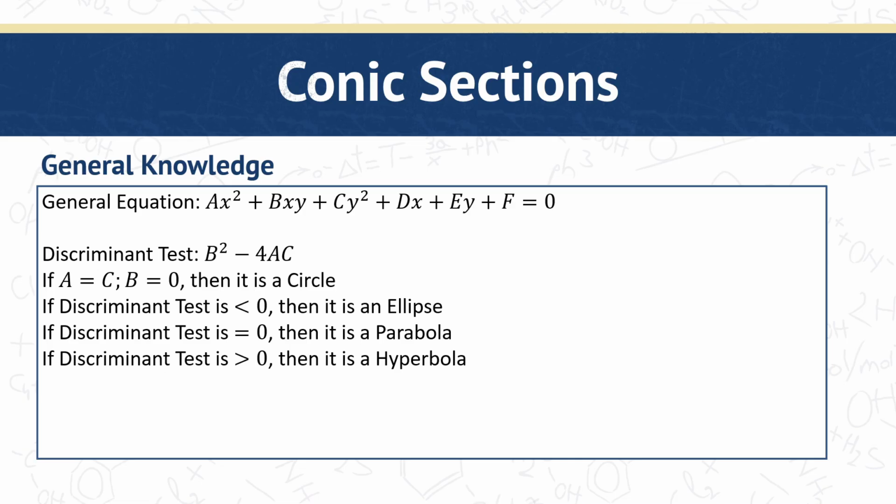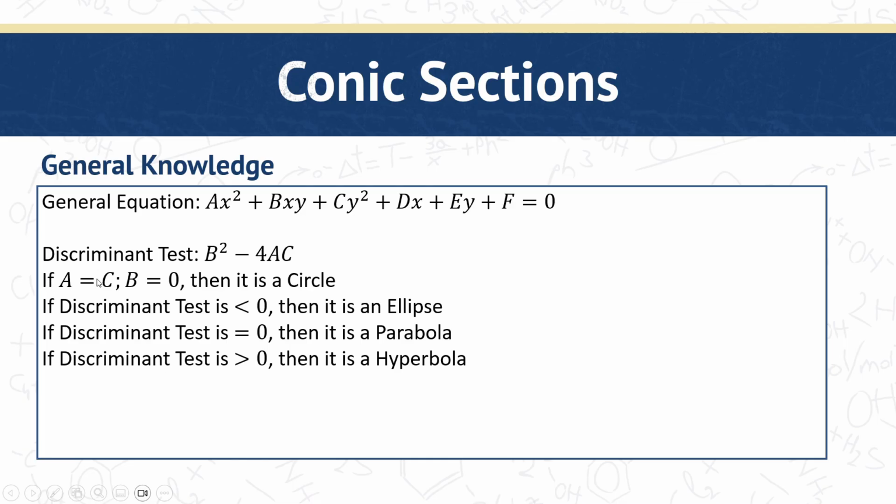So next we'll move on to the general equation of the conic sections, which is ax squared plus bxy plus cy squared plus dx plus ey plus f is equal to 0. All of the conic sections earlier follow this general equation. Here we tackle how to identify what type of conic section it is based on the equation. We will use what is called a discriminant test, and that is b squared minus 4ac.